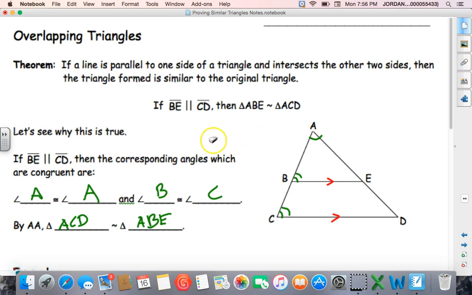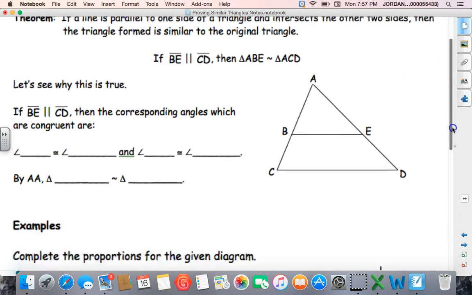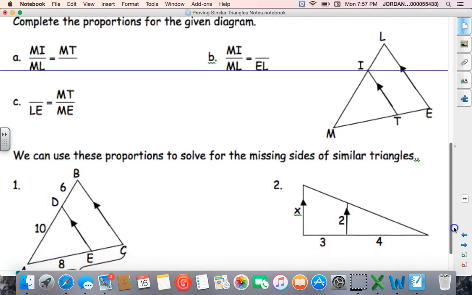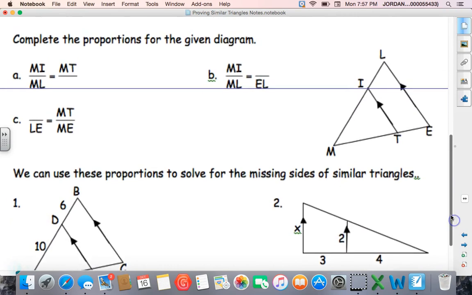Alright, so hopefully we understand how overlapping triangles works and why the two triangles are similar. So let's keep on cruising. Let's do a couple examples. So let's look at the proportions for the given diagram right here. So we got this overlapping triangle, and we want to figure out what completes this proportion.